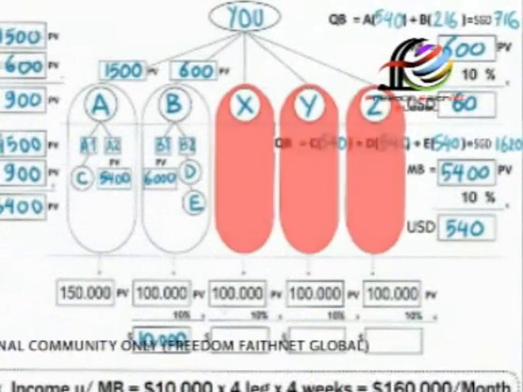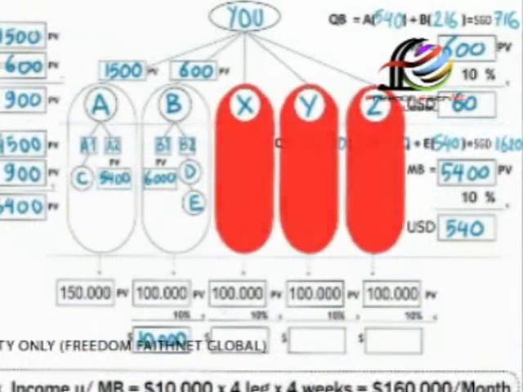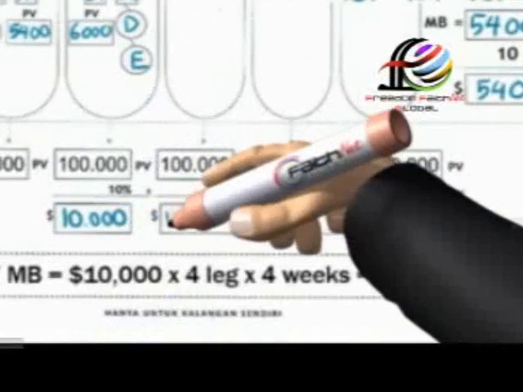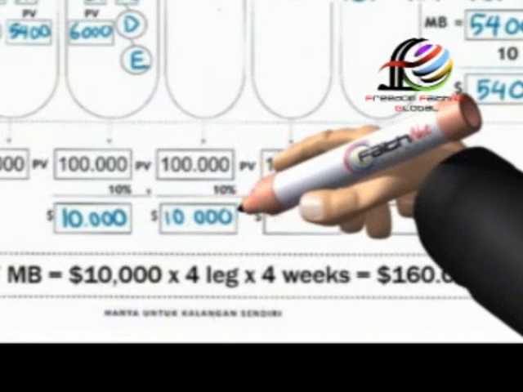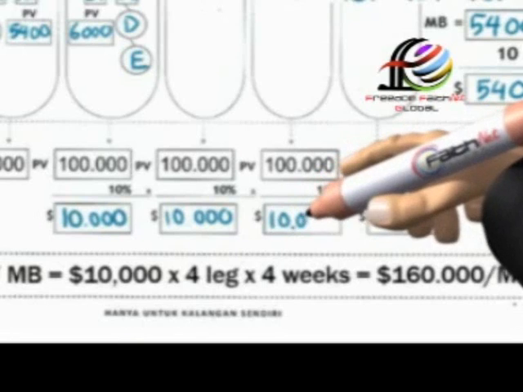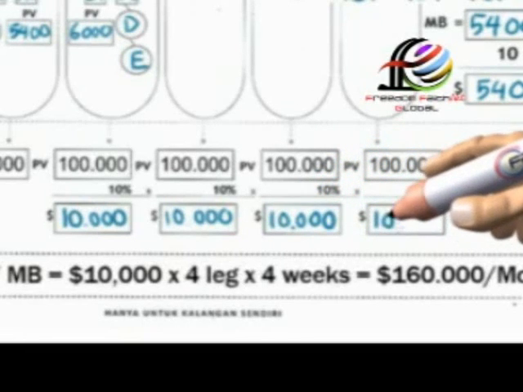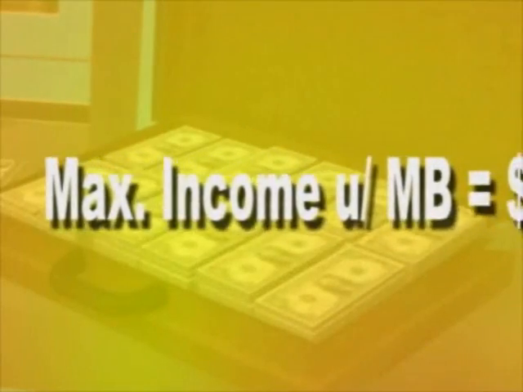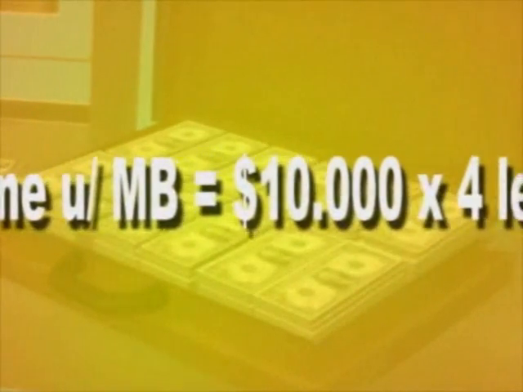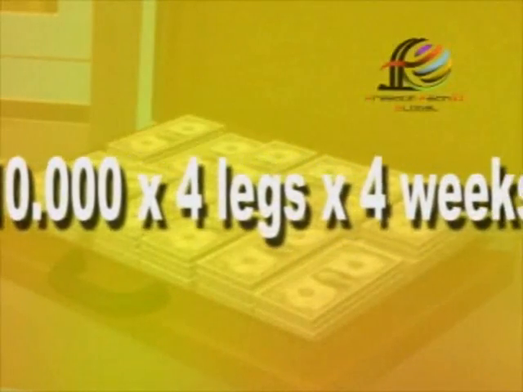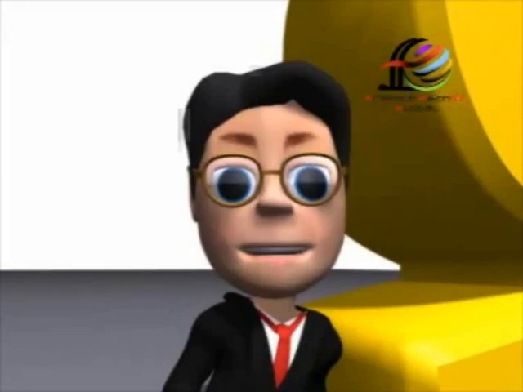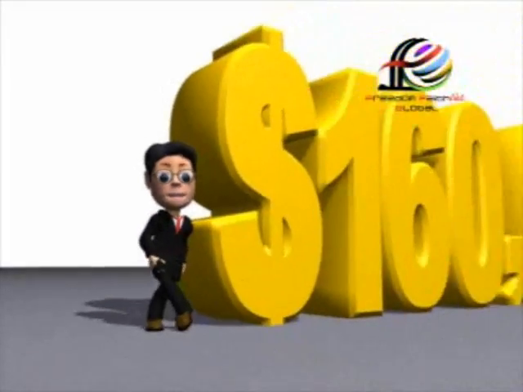If one day your X, Y, and Z groups are maxed out, then you get 10% times 100,000 PV, and you also get 10,000 US dollars from X, 10,000 US dollars from Y, and 10,000 US dollars from Z. Therefore, your potential maximum income out of multiplier bonus is 10,000 US dollars times 4 weeks. Since you have 4 legs, then times 4 legs, so the total amount of 160,000 US dollars.